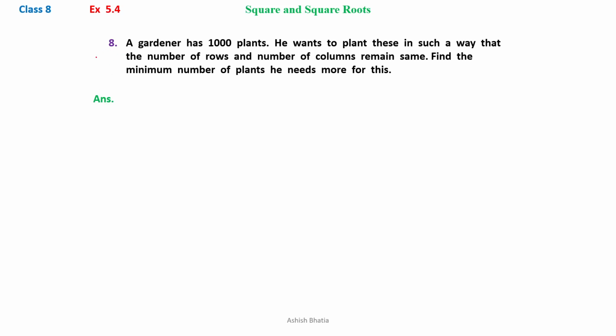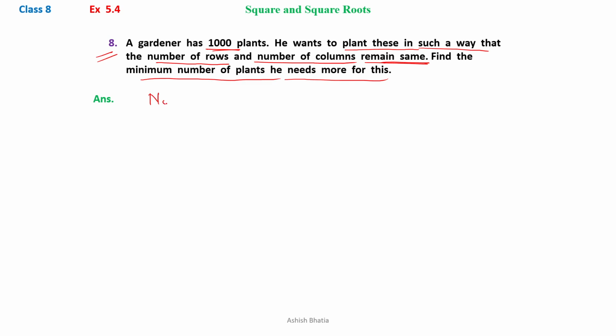Exercise 5.4, question number 8. A gardener has 1,000 plants. He wants to plant these in such a way that the number of rows and number of columns remain the same. Find the minimum number of plants he needs more for this.